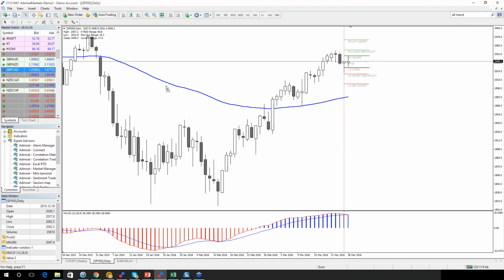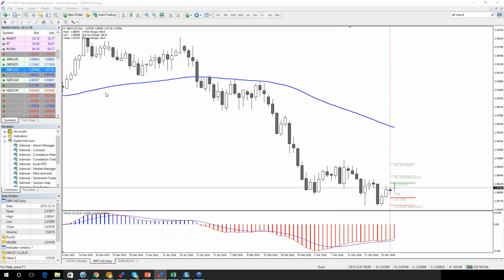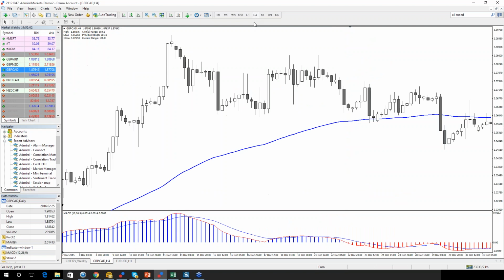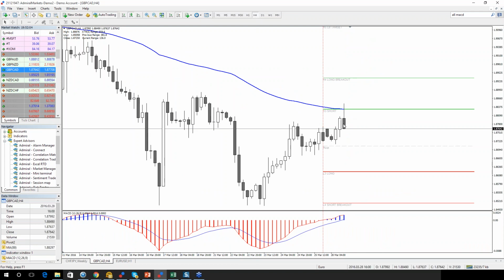GBP CAD. Here it is, GBP CAD, 4-hour candle. Okay, this could be T89.